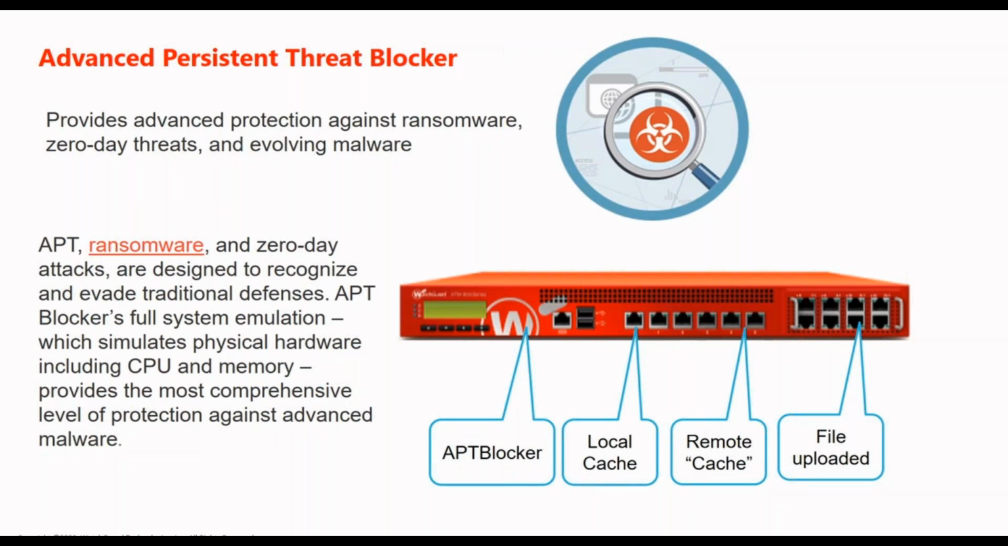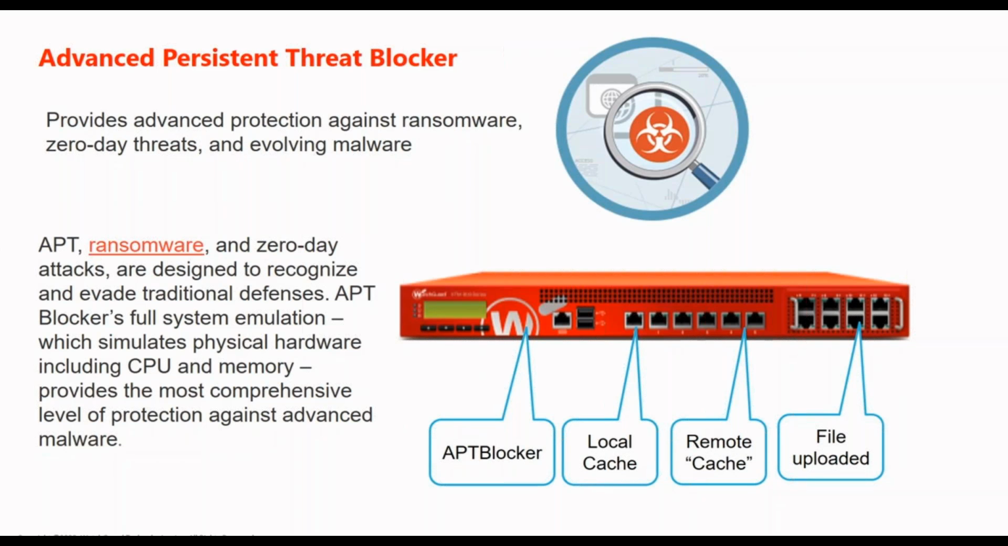We saw that it was one on the list of the top 10 that is being seen in Q2. And it requires the gateway antivirus to be running first. So we're always going to take that security layer first, and then it will follow up to this advanced persistent threat. So what is APT Blocker? It provides advanced protection against ransomware, zero-day threats, and evolving malware. Some other people call it sandboxing, right? APT, ransomware, and zero-day attacks are designed to recognize and evade traditional defenses.